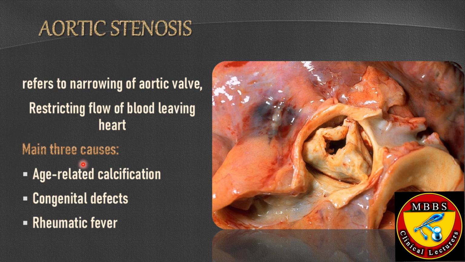Main 3 causes: age-related calcification, as you get older, calcification slowly starts within these valves, plus congenital defect. Any congenital defect may lead to stenosis of the aortic valve, and rheumatic fever. Rheumatic fever is the most common acquired cause of aortic stenosis, and this aortic stenosis may lead to left ventricular hypertrophy.